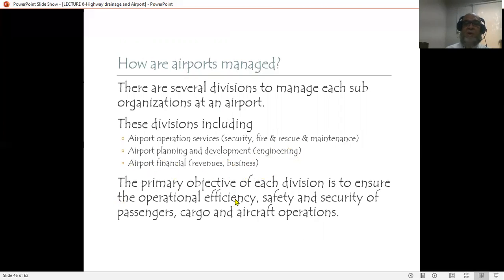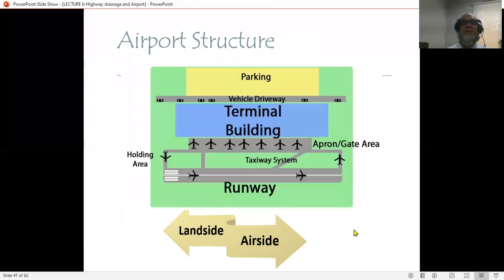So the prominent objective, again, is to ensure the operational safety and security of the passengers, cargo, and aircraft operations. Now this is the last slide. We call this airport activity.